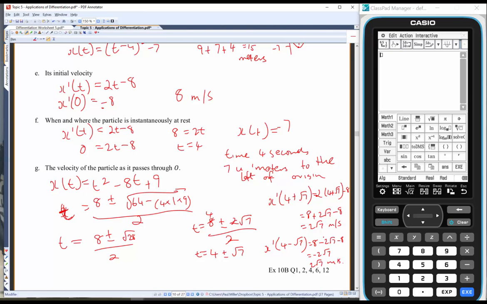All right, so that's really all you need to know about kinematics. So practice these problems down here, and as always, email me if you would like some assistance.